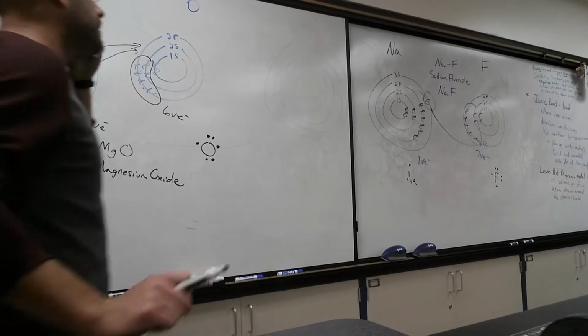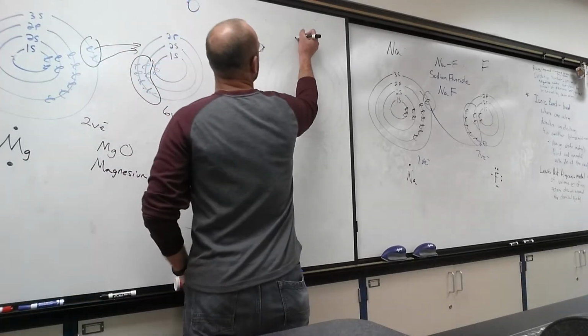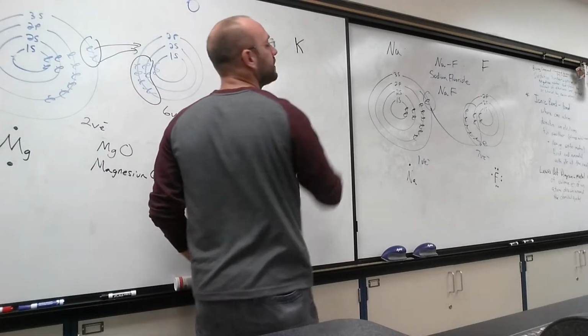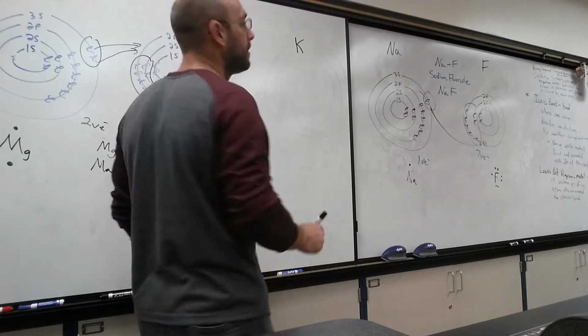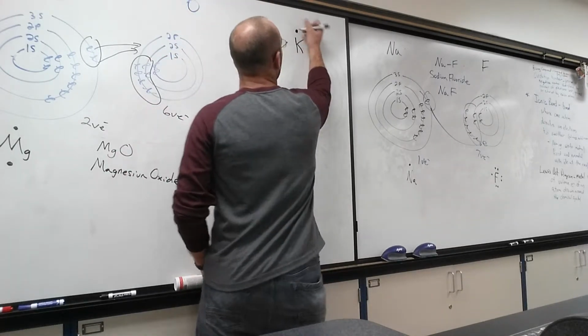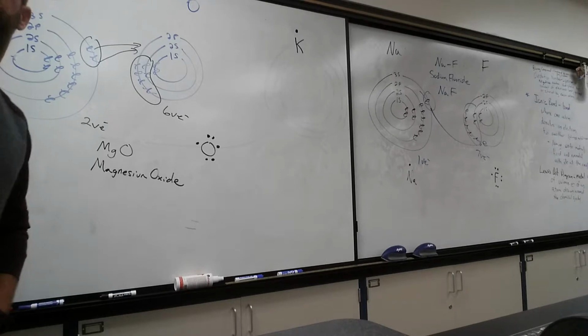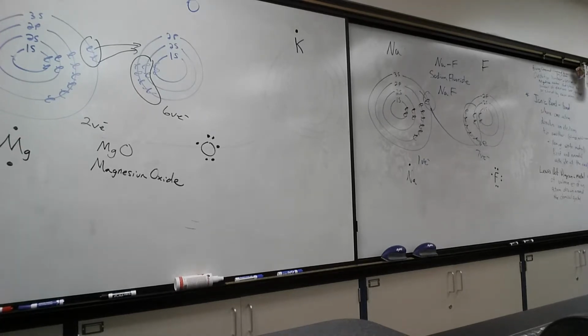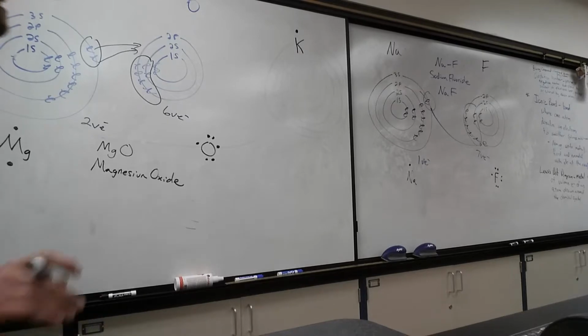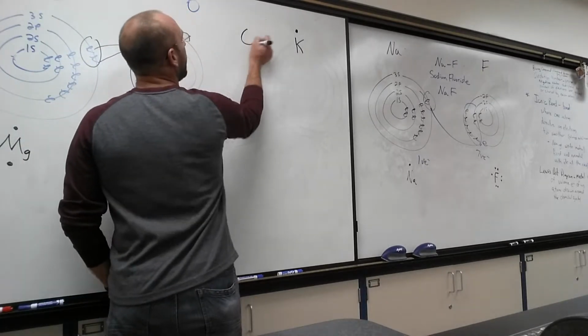Okay. So let's look at one more here. I'm going to throw potassium in the mix. How many valence electrons does potassium have? 1. It's so much easier, isn't it? No 19 electrons. All right? And what if I have potassium and oxygen?